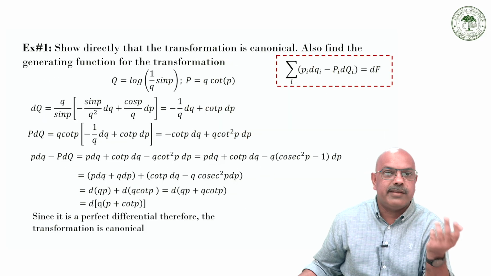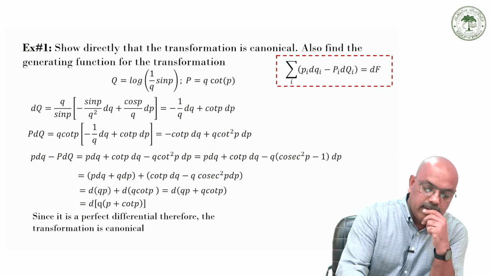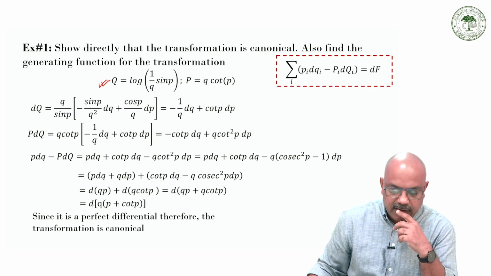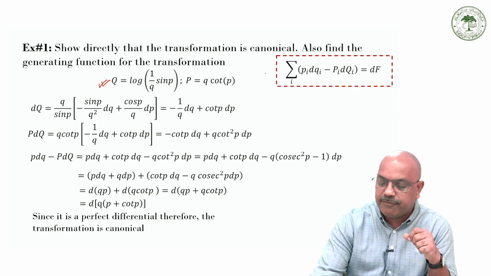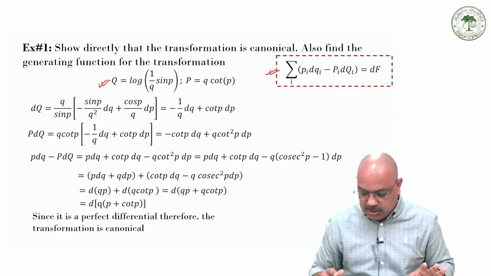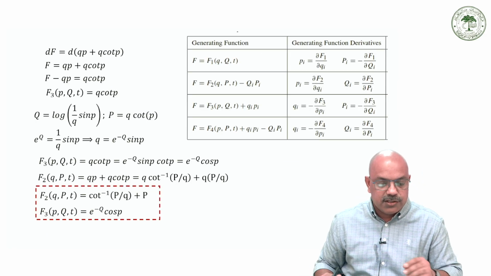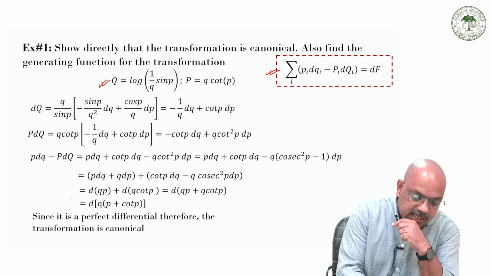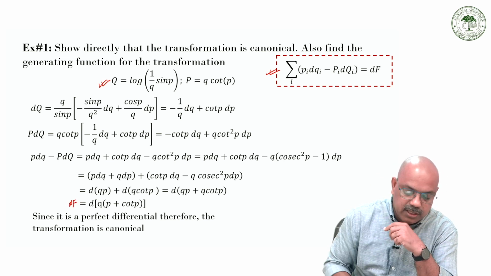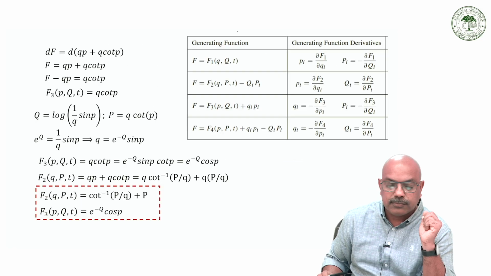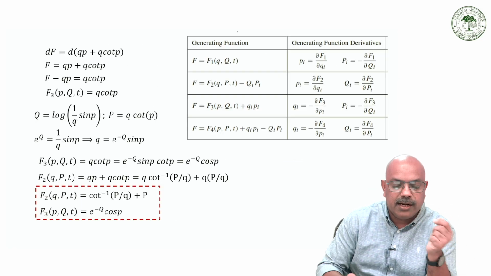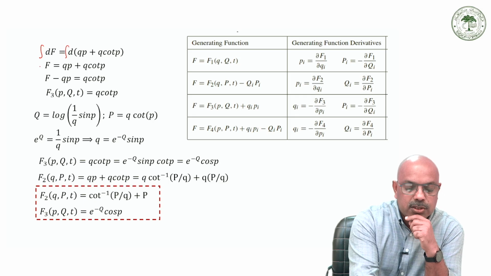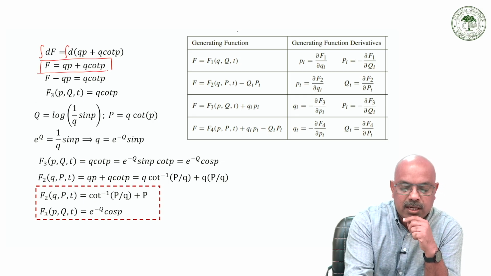Okay. We were doing this example, in which we have been given this transformation, and we had already found, using this perfect differential method, that this transformation is going to be canonical, because we have already found that this is going to be my perfect differential. And then based on that, if you remember, we integrated it, so I have this f.